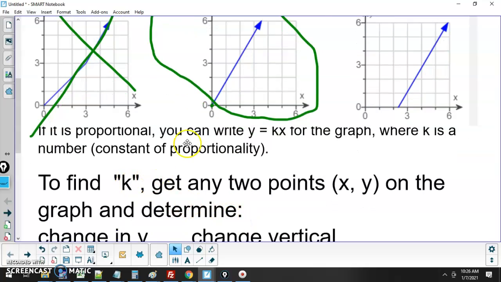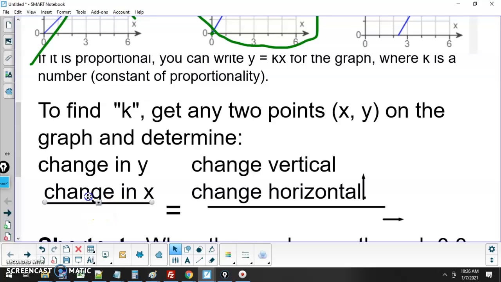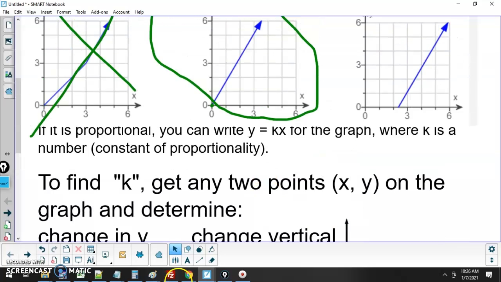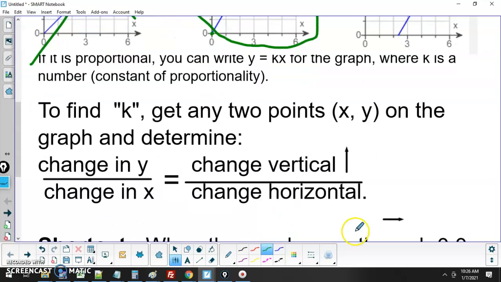Okay, so to find k from a graph, really you need 2 points on the graph, and with those 2 points, you're going to determine the change in y and divide it by the change in x, okay? Remember, the y variable is also called the vertical variable, so that's the variable that runs up and down. So if you're looking at a graph, the y variable is here, so you're looking at the change up and down over the change horizontally between 2 points on the graph.